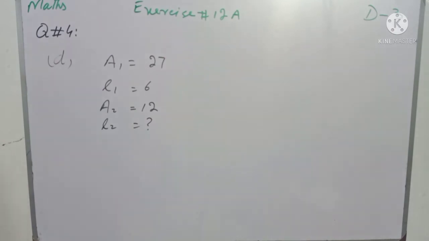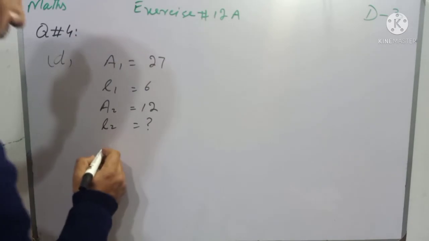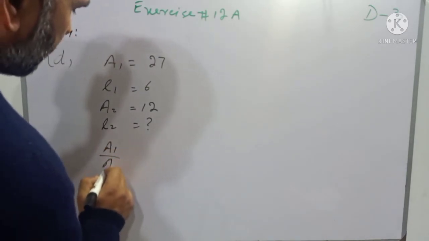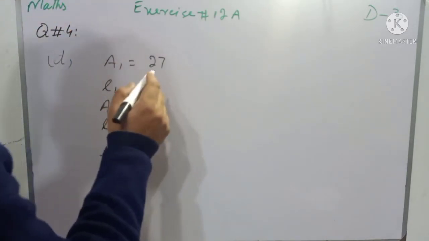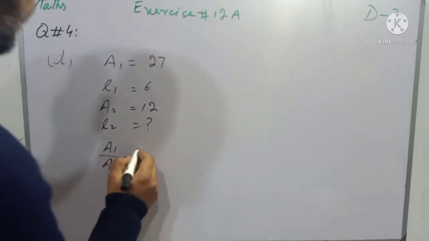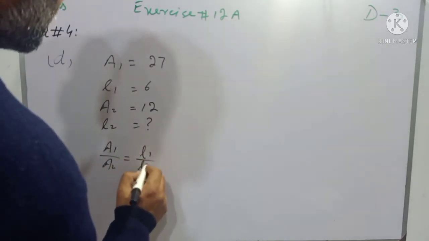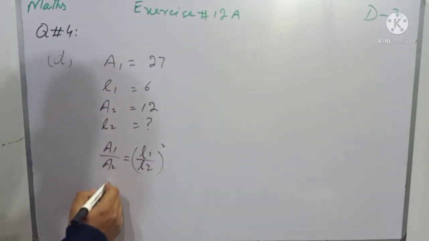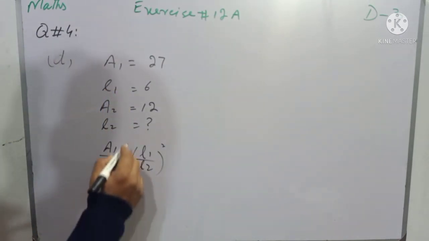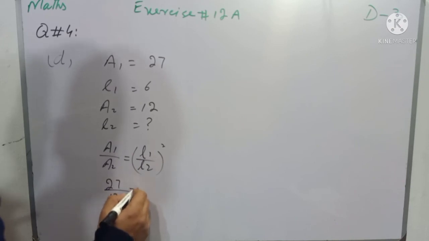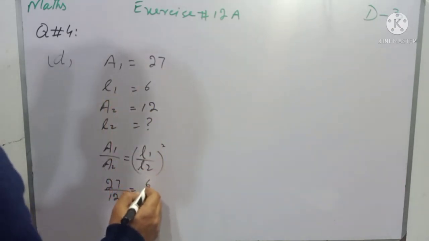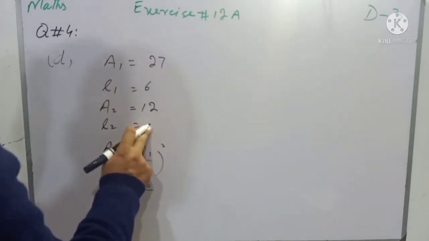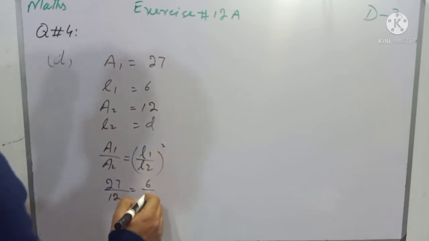Now students, again we will apply the same formula, that is A1 over A2 is equal to L1 over L2 whole square, and A1 is given, that is 27, whereas A2 is 12, is equal to length 1 is 6 and length 2 is D. Here I have to write D.